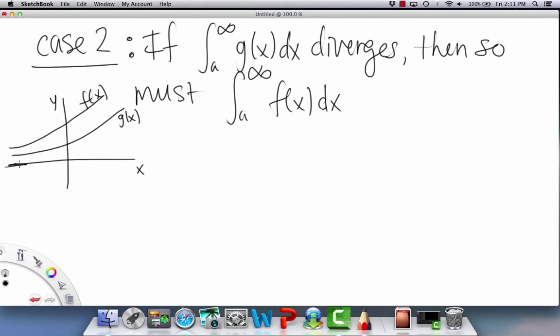Okay, and then again they're both positive functions, so they have to stay on the top half of the plane. Okay, so what this case 2 is saying is that if the integral of g of x diverges, then so must f of x, because, and again, this is kind of like a sandwich thing, where g of x goes up indefinitely, and then f of x, because it's greater than it, must always stay above the g of x line. So even if g of x is going up, then f of x has to go up with it. All right? So it's kind of like pushing it up. Okay, so let's do an example of this.